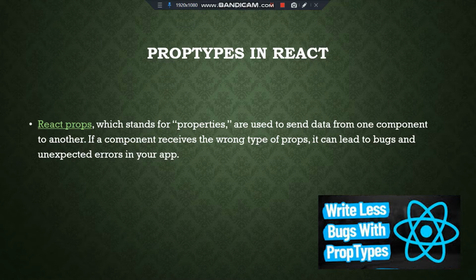React props allow you to send data including numbers, strings, functions, objects, arrays, etc. to a component when you call that component. In short, you can say that it restricts the type of value passed as a prop or makes it required to a component.